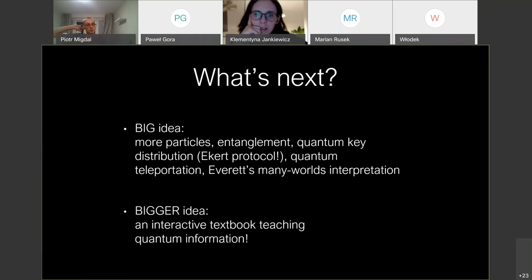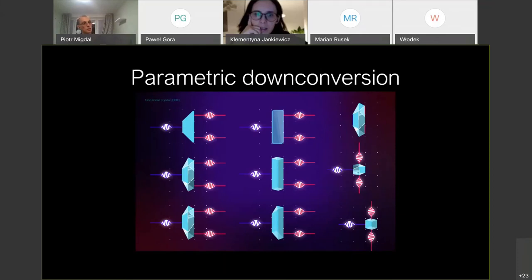But even more, we think about creating a whole interactive textbook, interactive materials for teaching quantum physics, ideally to a large audience, not only people who are into physics, but also people who would otherwise give it a pass. There are already concept arts for, say, parametric conversion and quite a few other processes that involve more than one photon, or in general more than one particle.